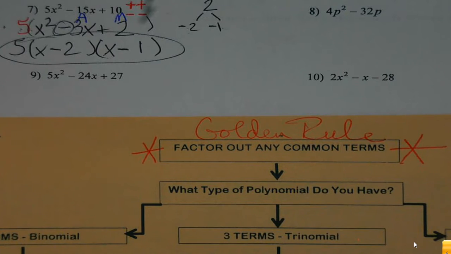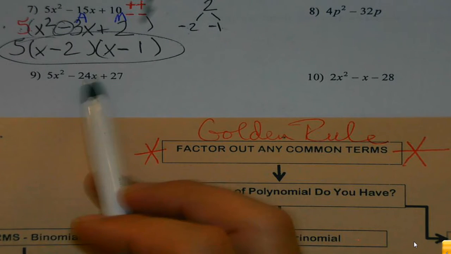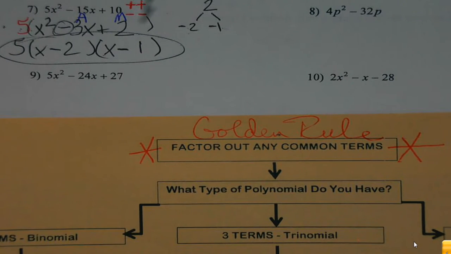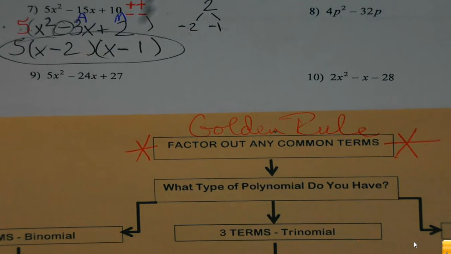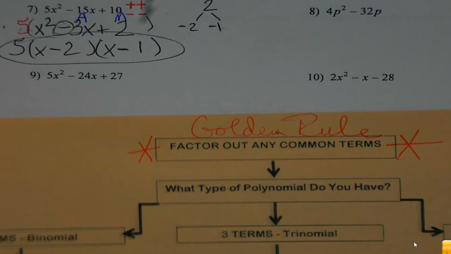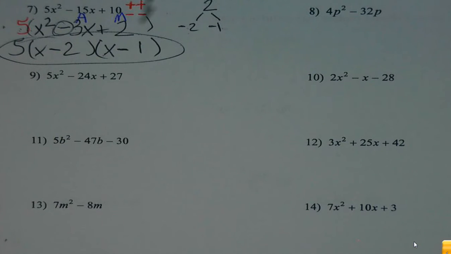Do all three of those terms, 5x squared, 24x, and 27, have anything that all three of them have in common? No. Okay? So this time, I'm into choices, and I am going to do slide and divide on this one. I'm going to save my guess and check for another.